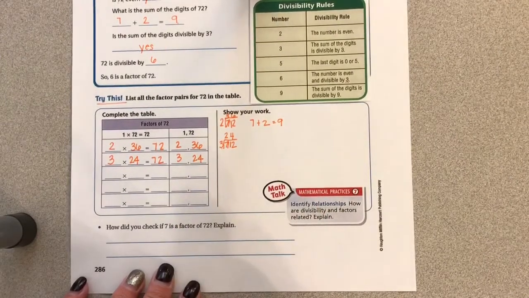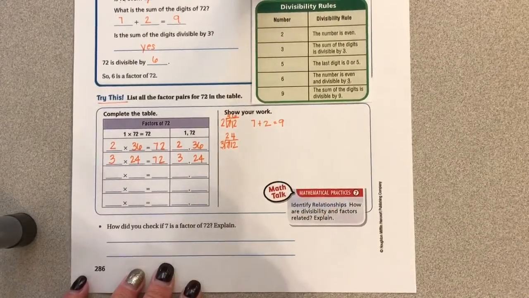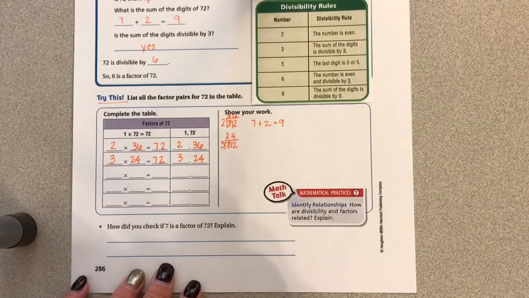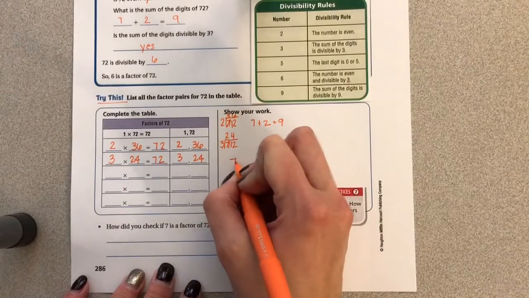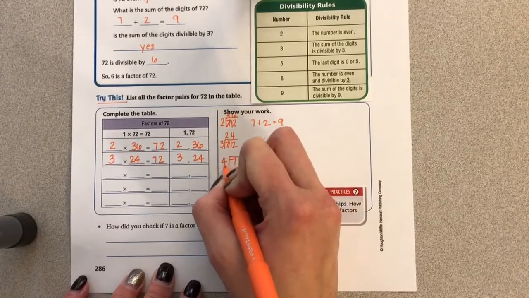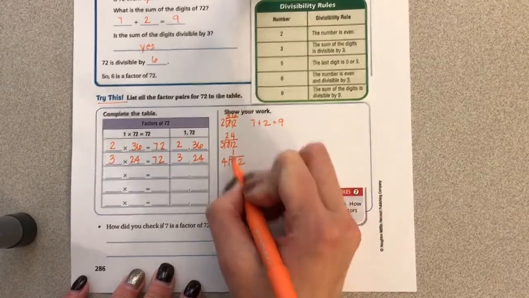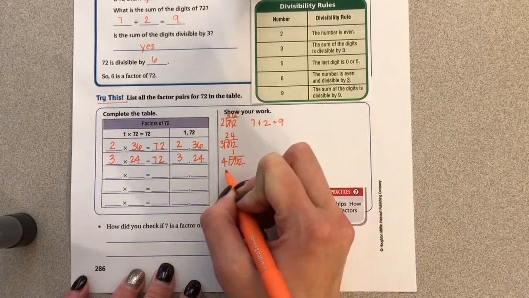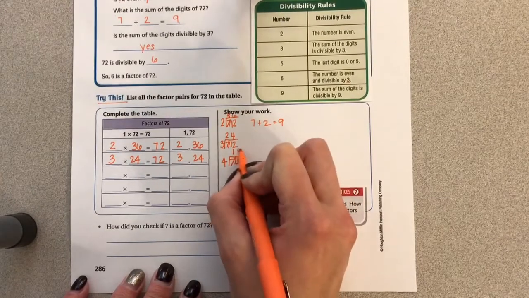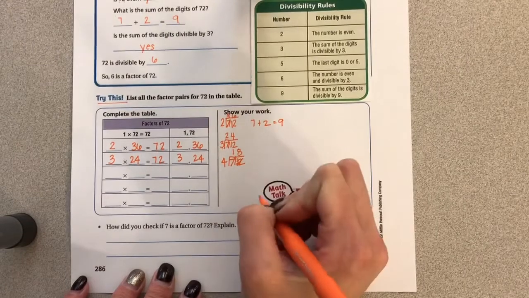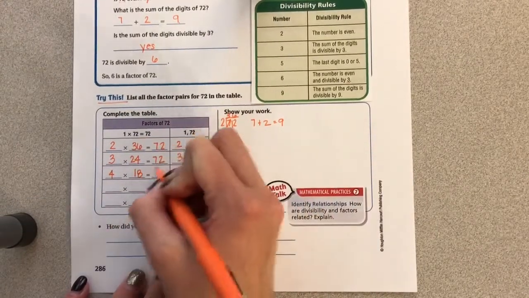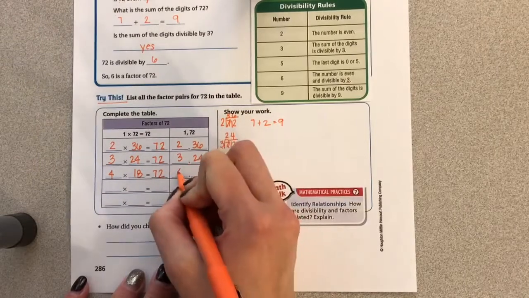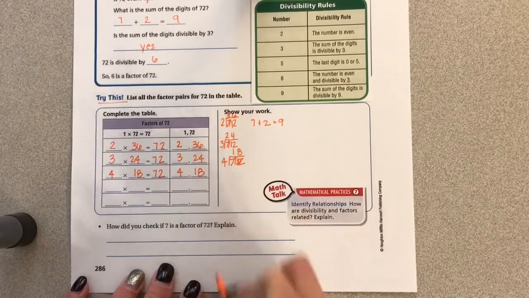And then we don't have a divisibility rule for 4. It is actually that if the last 2 digits are divisible by 4, then the whole number is divisible by 4. But because we only have 2 digits here, it doesn't really help us. So we just need to do 72 divided by 4. 4 goes into 7 1 time with 3 left over, and 4 goes into 32 8 times with no leftovers, which means it is divisible. So 4 times 18 equals 72, and 4 and 18 are factors.